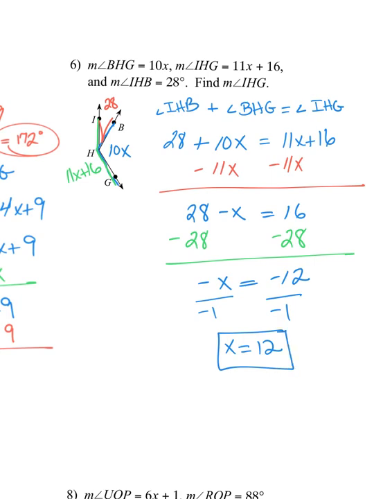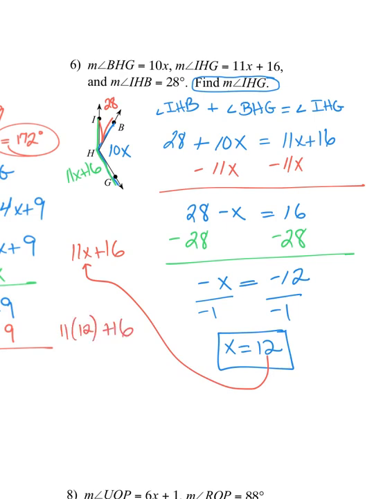Now, again, I still haven't solved the question, which is the measure of IHG. IHG has a value of 11x plus 16. So I'm going to take that 12, substitute it in for x, so 11 times 12 plus 16. 11 times 12 is 132. And when I add 16 to that, I get a final number of 148. Okay, hope this was helpful in terms of solving algebraic equations.